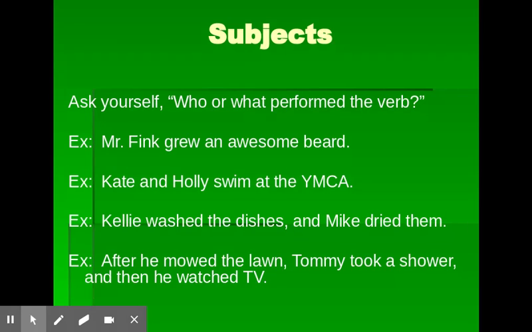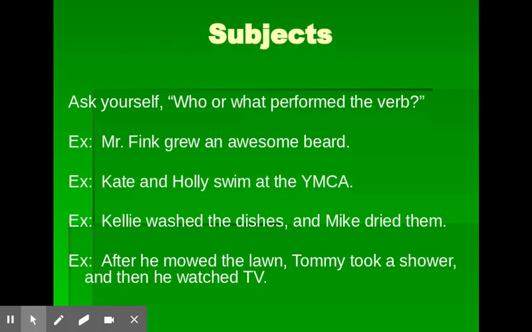All right, so if you are back here after doing that, what you should have very easily found out in the first one is that our verb in that sentence is grew. And our subject, who is doing the growing, is Mr. Fink. Mr. Fink grew an awesome beard. In sentence number 2, like I mentioned before you paused the video, it is a compound subject. So we have swim is our verb, and for our compound subject, we're asking who is swimming. Well, Kate is swimming, and so is Holly. So both of them are our subject.